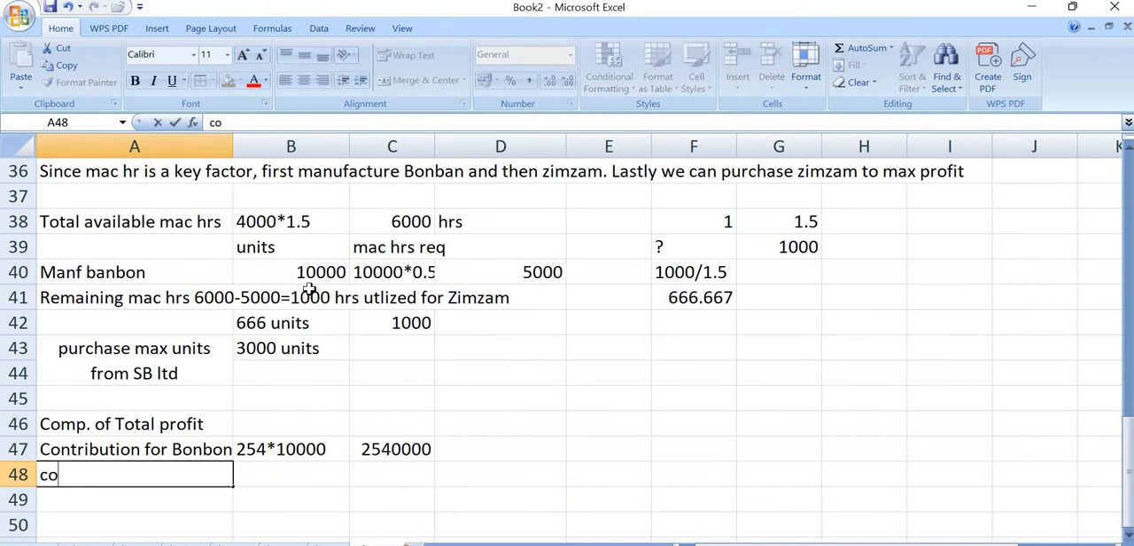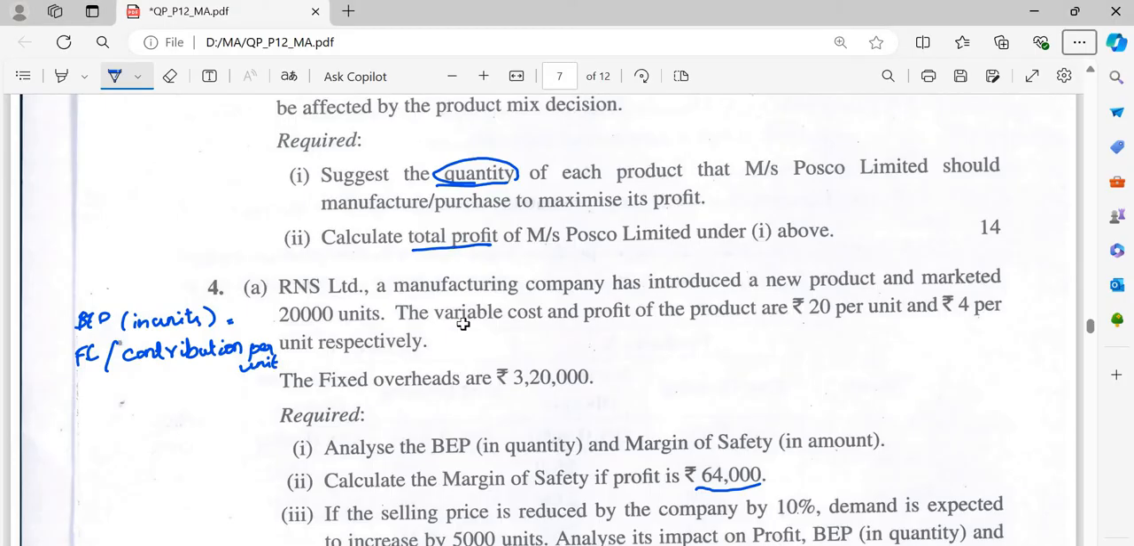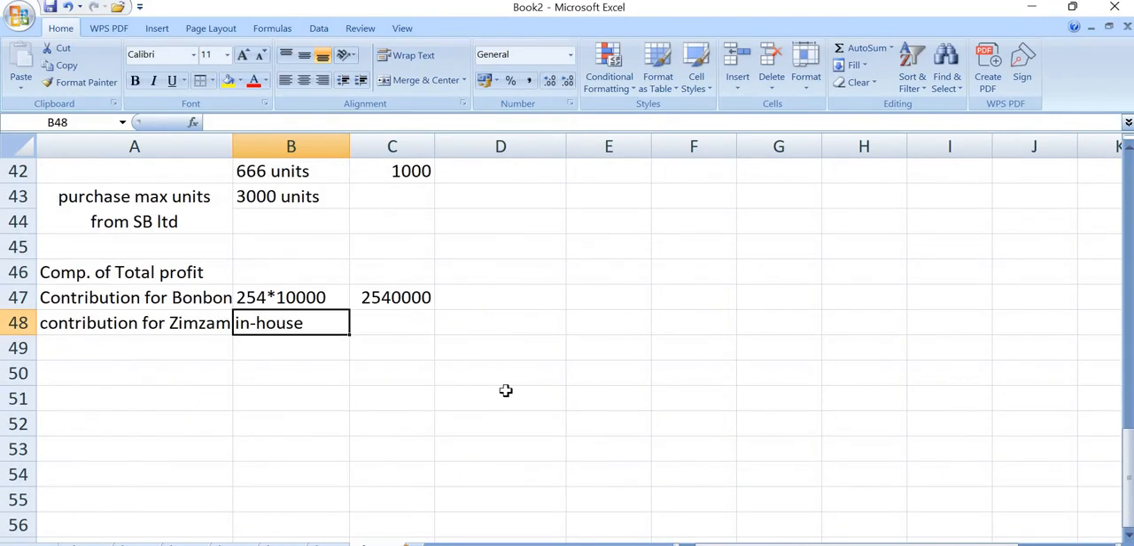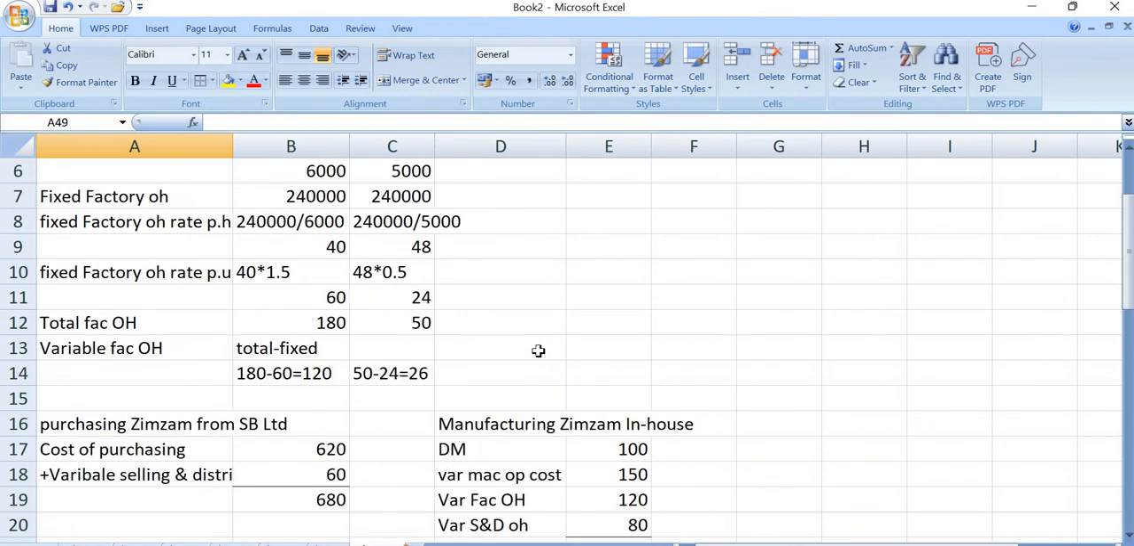So 10,000 into 254. So I will be getting a contribution of 2,54,000. Then contribution from Zimzam. This is in-house, okay? I am manufacturing. So what is the contribution I will be earning? 250. So how many units am I producing? 666. So 666 into 250. So 1,66,500. Fine.